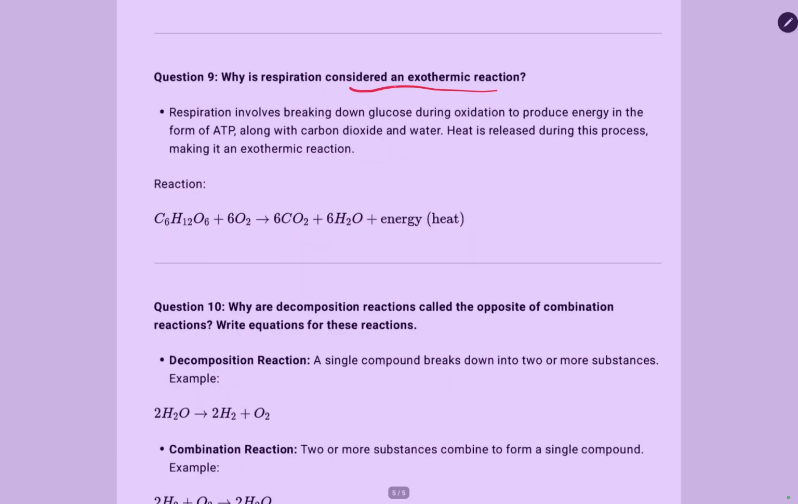Why is respiration considered an exothermic reaction? So what happens in the process of respiration? Respiration involves breaking down glucose during oxidation to produce energy in the form of ATP along with carbon dioxide and water. Heat is released during this process, making it an exothermic reaction. So in the process of respiration, heat is released. That's why we name it an exothermic reaction.